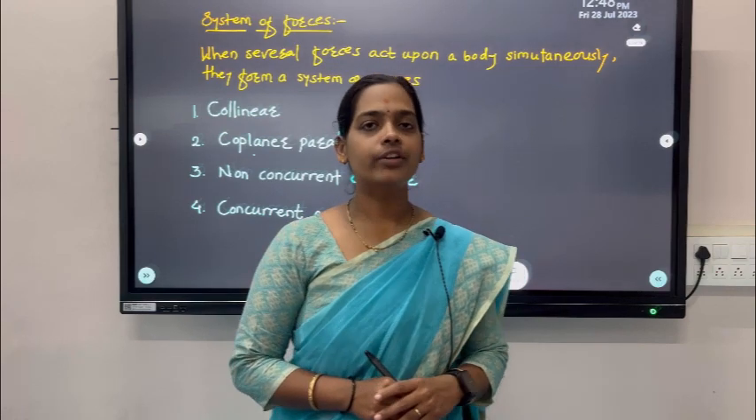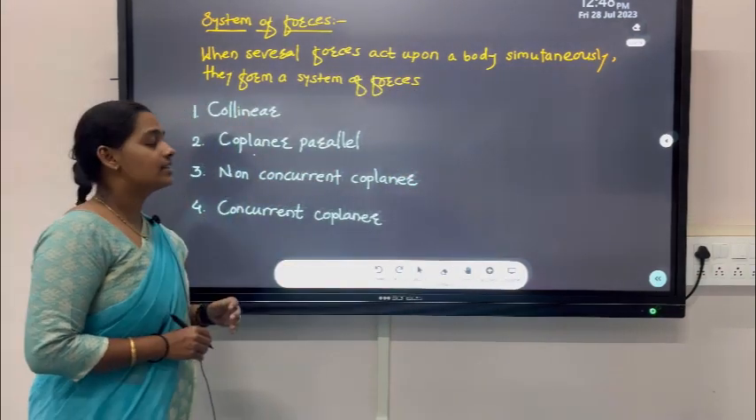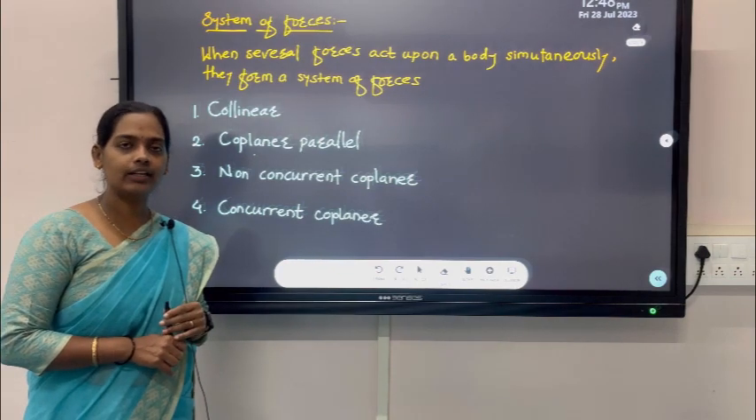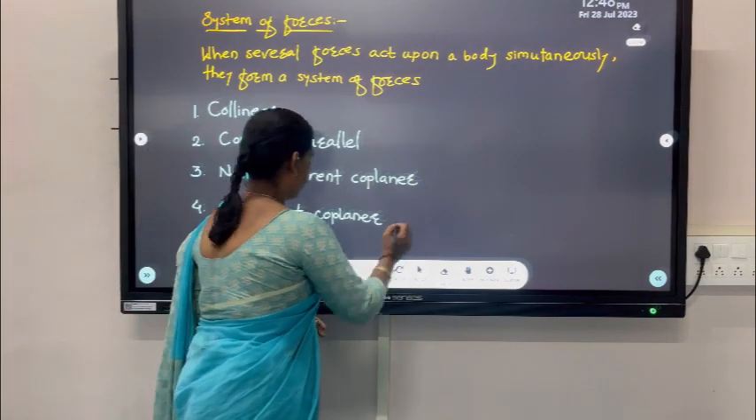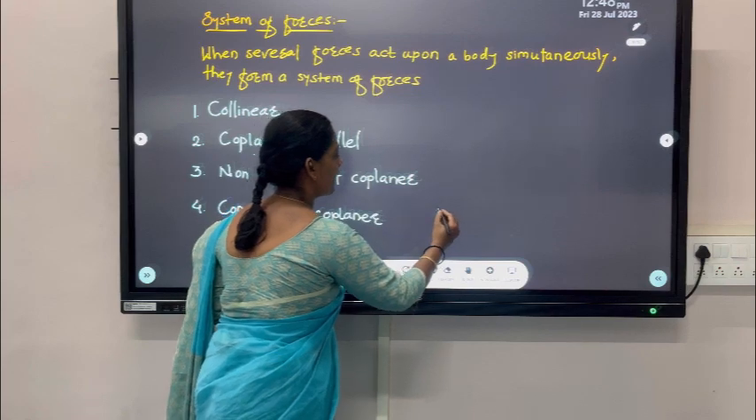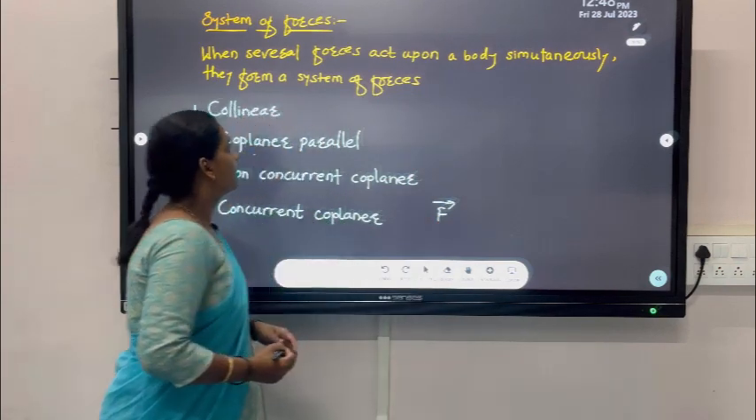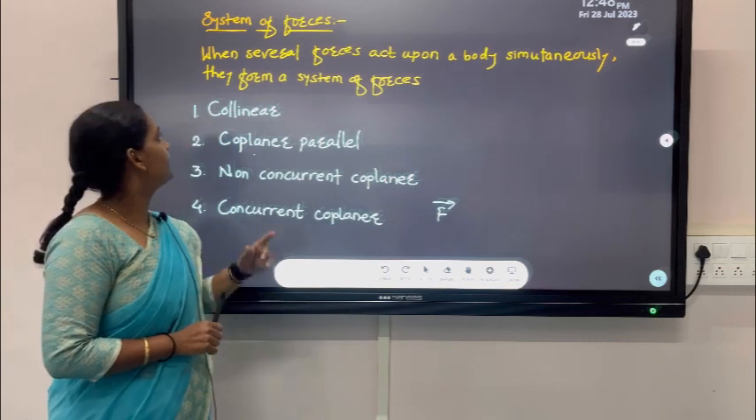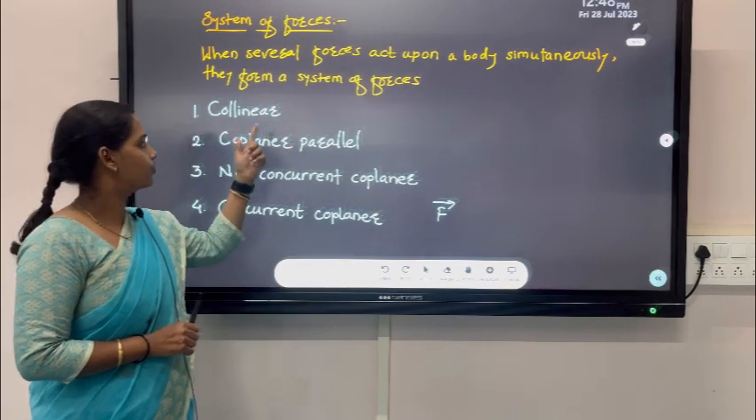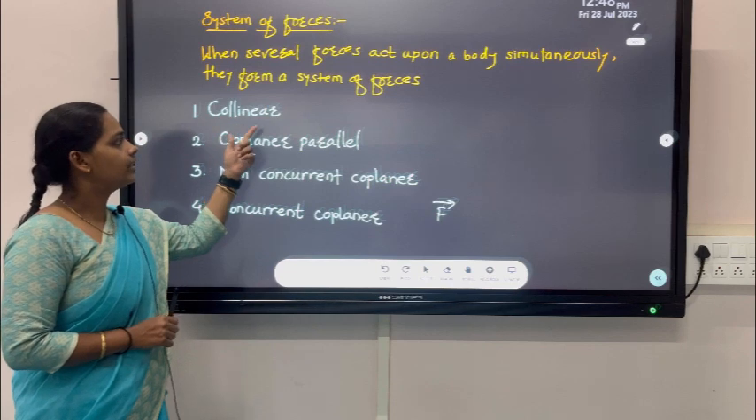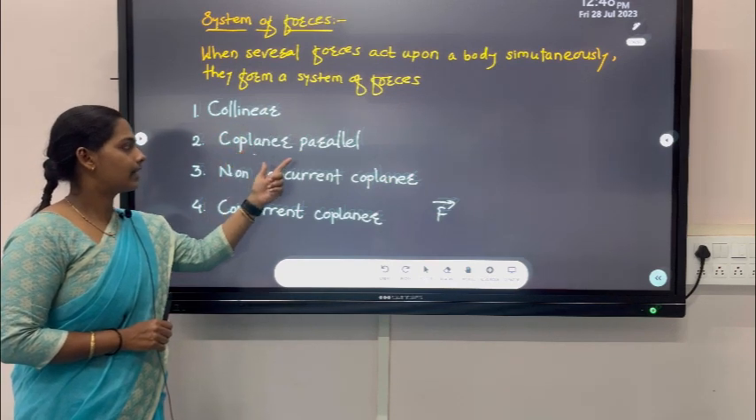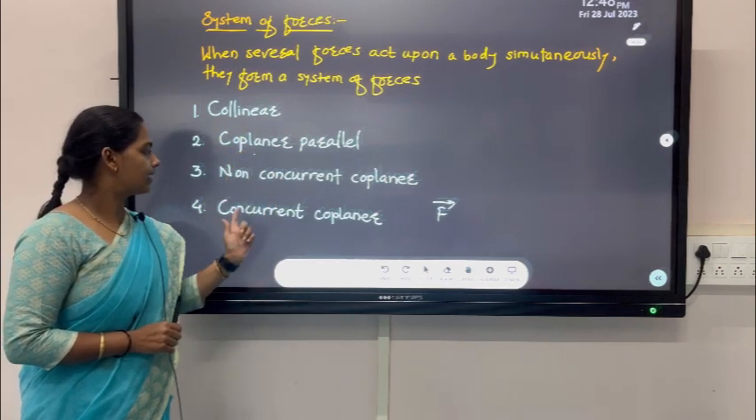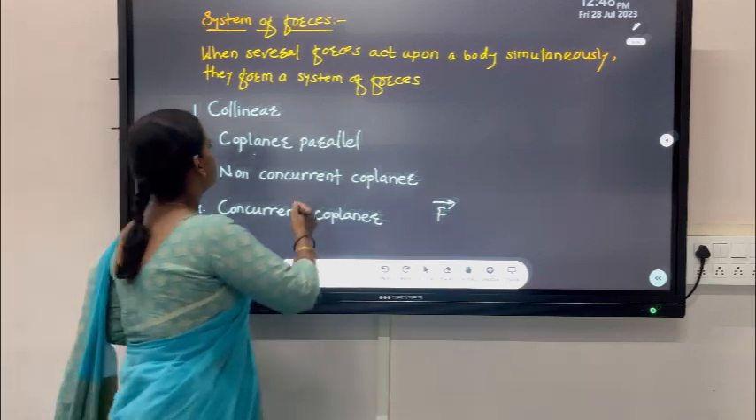Hello friends, today we will see system of forces. Since force is a vector quantity, it requires both magnitude and direction, is it? So when several forces act upon a body simultaneously, they form a system of forces. We have four types: collinear force system, coplanar parallel, non-concurrent coplanar and concurrent coplanar. We will see one by one.